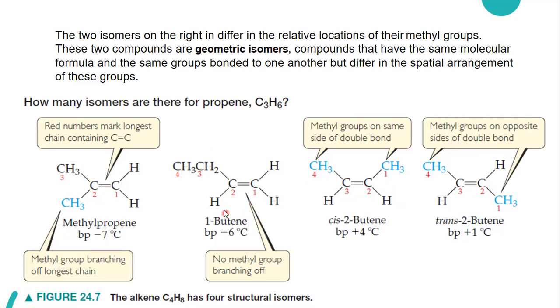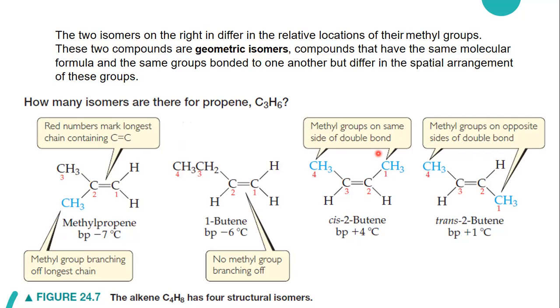Another thing, this one has no methyl group branching. So a different branching, a different position of your branches, results in a different chemical. Even if they have the same molecular formula but different orientation, we call them geometric isomers. So we have what we call the cis and trans configuration.